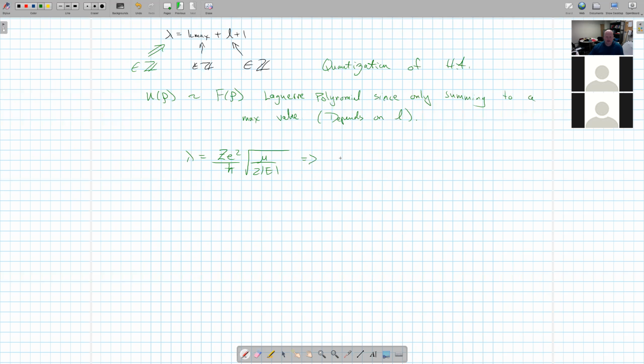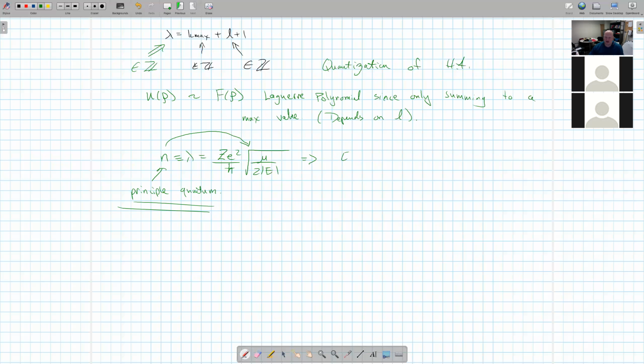So from here, what we usually do is redefine lambda as n, where n is what's known as the principal quantum number. It's called the principal quantum number because, as we can see from here, it tells us about the energy. So the principal quantum number tells us about the energy of our hydrogen atom.